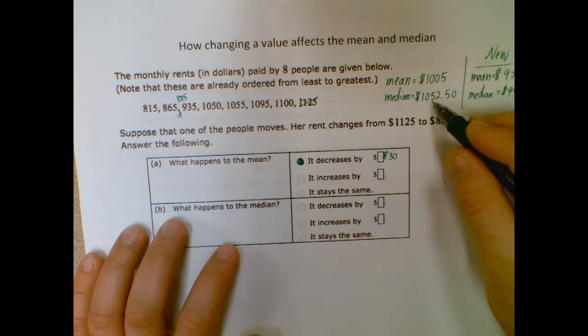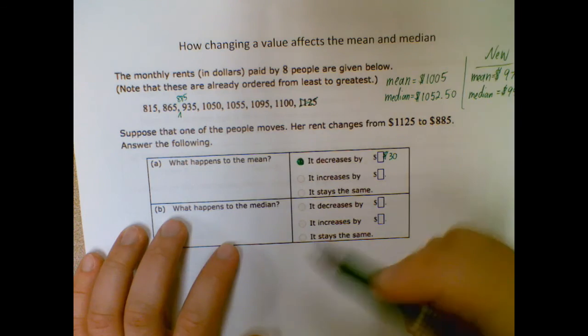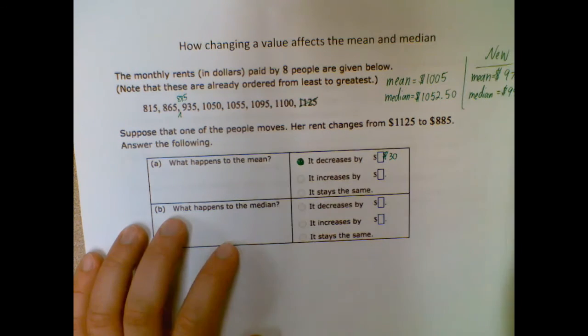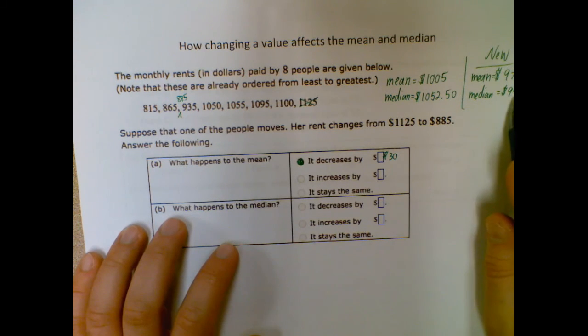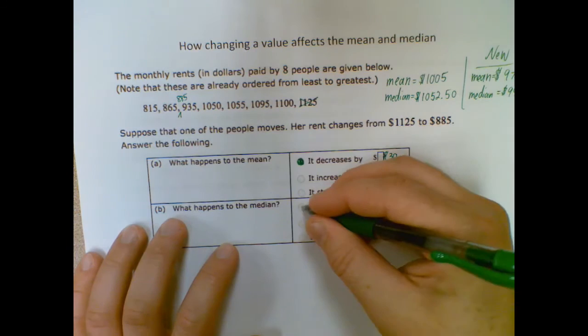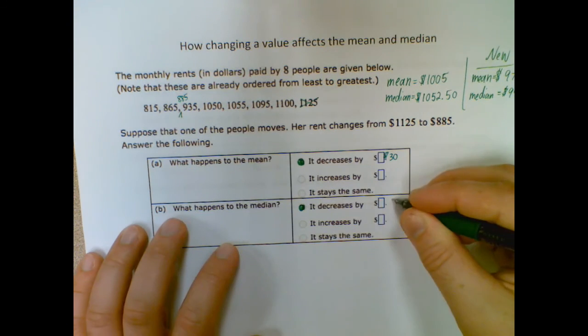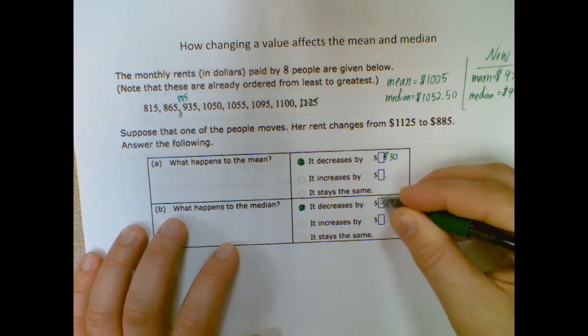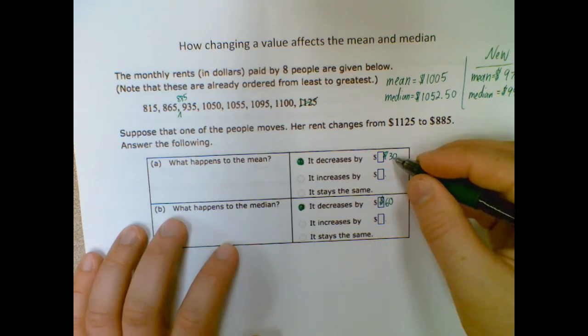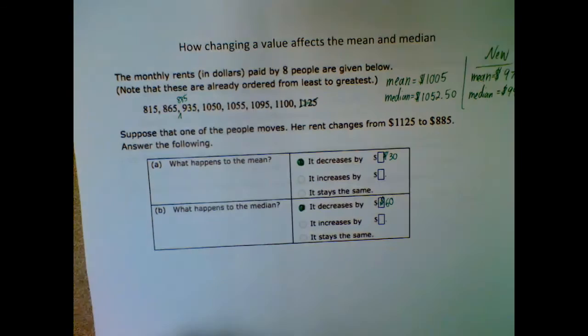In this case, we're dropping again. Also not terribly surprising because I'm losing my highest one. And how much am I going down by? It looks like I'm going down by $60 this time. So our mean went down by 30 and our median went down by 60.